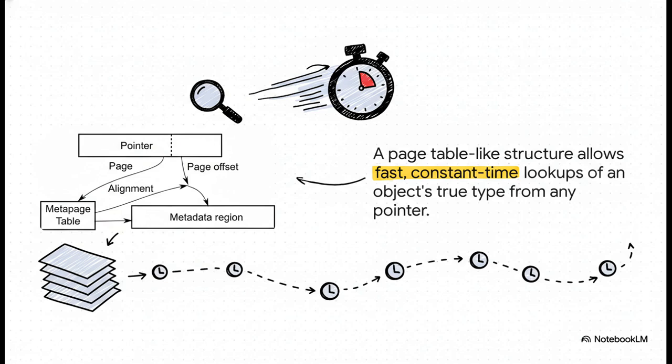Well, it uses this really clever system that basically mimics the page tables that your computer's CPU uses to manage memory. And because of this design, it can look up an object's true type based on its memory address in what tech folks call constant time. All that really means is that it's always fast. It doesn't matter how big the program is or how much data there is, the lookup takes the same tiny amount of time. It's incredibly efficient.